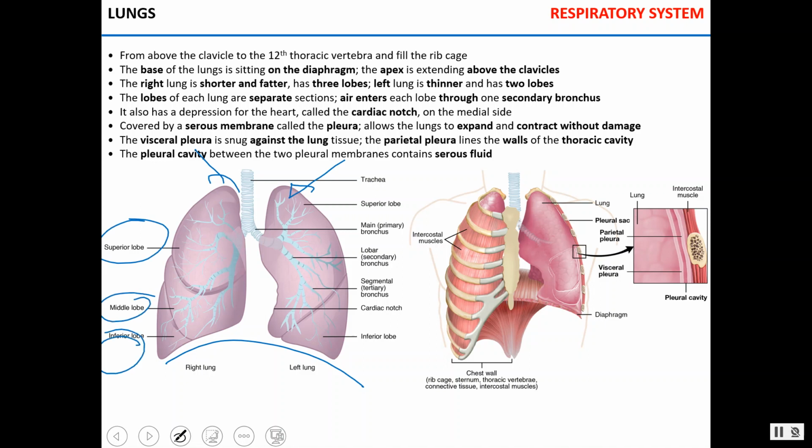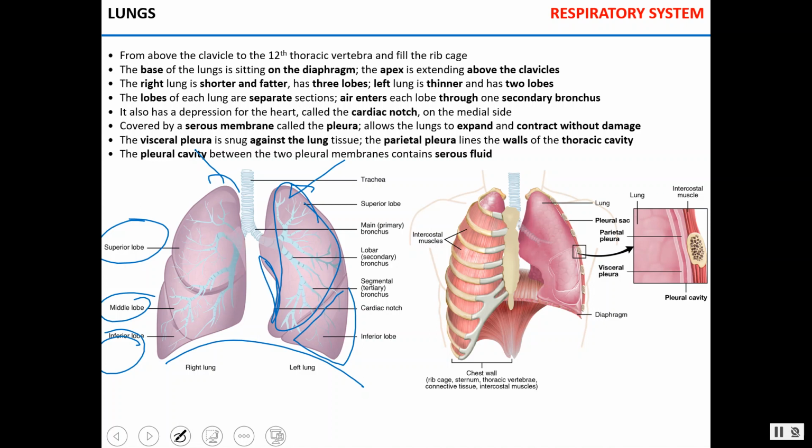Left lung is thinner, narrower, has two lobes, superior and inferior, and it also has a depression here called cardiac notch. So each lobe is a separate section of the lung, and air gets into the lobes via lobar or secondary bronchi.